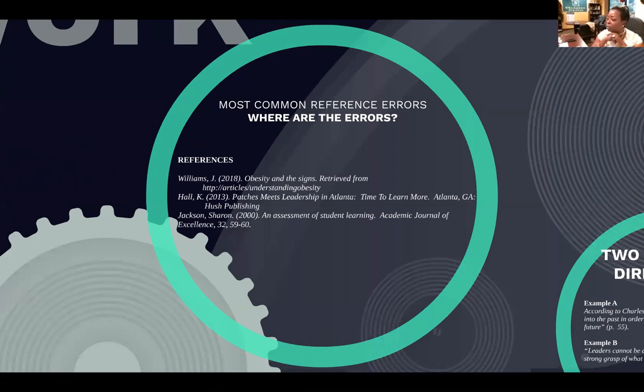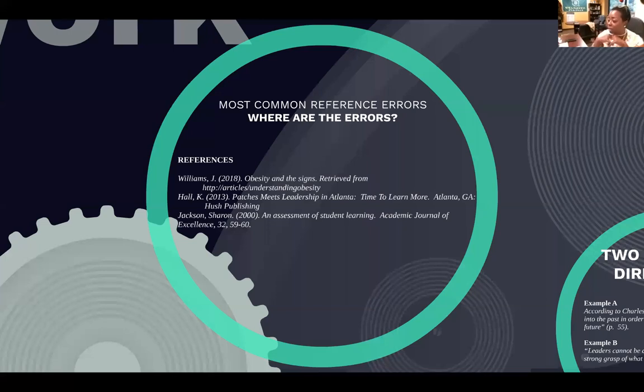Another area that you would see is, notice the book reference from K. Hall, Patches Meets Leadership in Atlanta, and then you have the colon, Time to Learn More. They must pay attention to those rules, because this is a book reference. How I know is we see a publishing company. But notice at the end, there is no period. The only source type that does not have a period at the end would be an electronic reference, a www something.